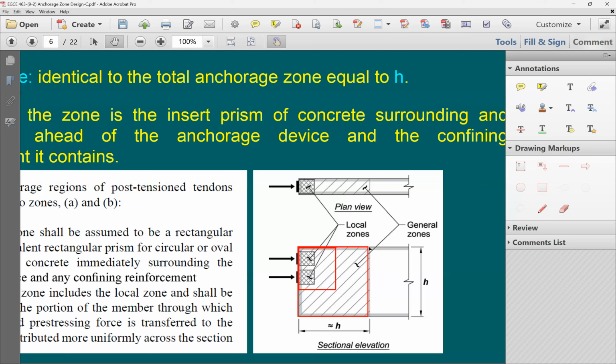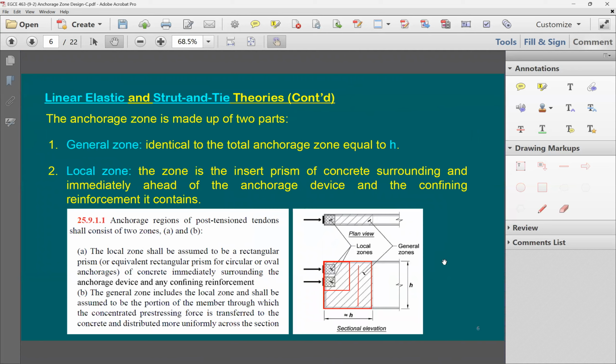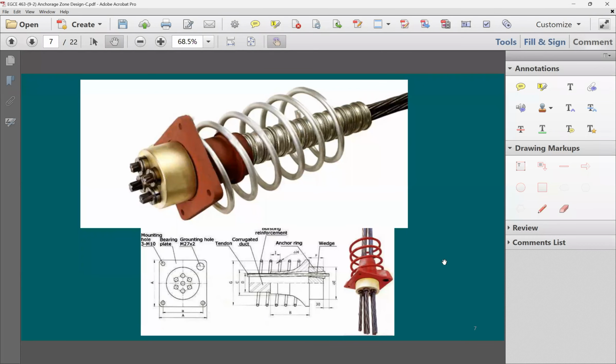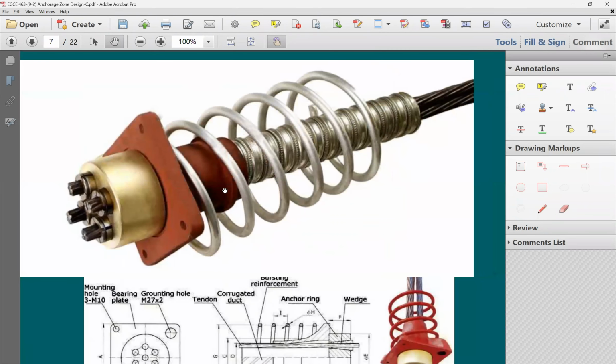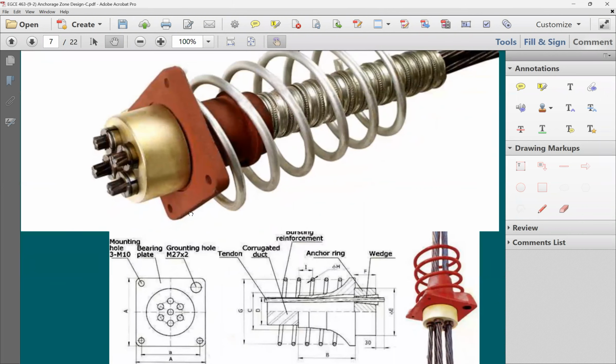For each one of these zones, you should be able to do some analysis and find out the amount of tensile stresses in the y direction, not in the x direction. Because remember, when you put the ties, you're going to put them in the vertical direction because you're going to have tensile forces in the y direction. If you look here at the local zone, this is a picture of the anchor for post-tensioning. Here's a strand, a 7-wire strand. And then here I have, as you see here, 1, 2, 3, and 4 wire strands.